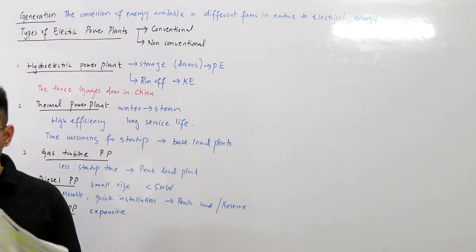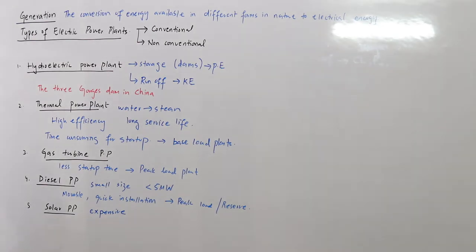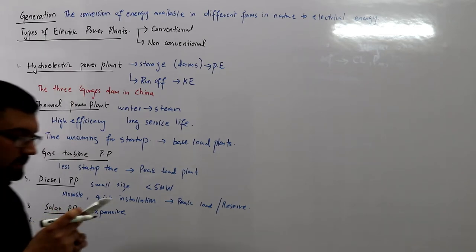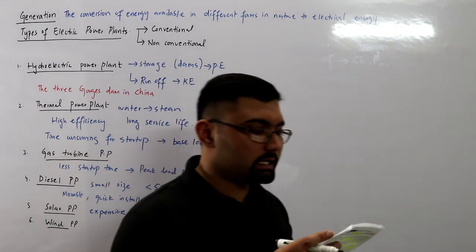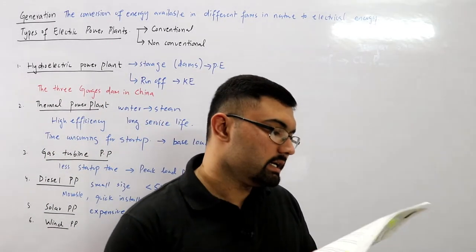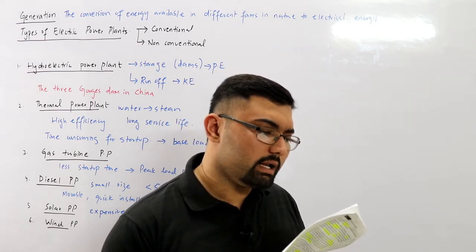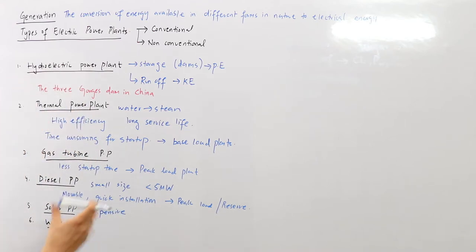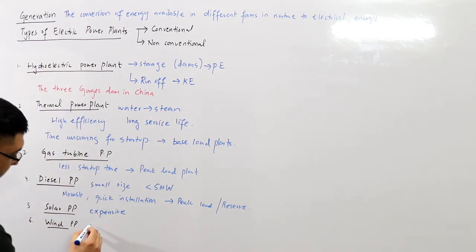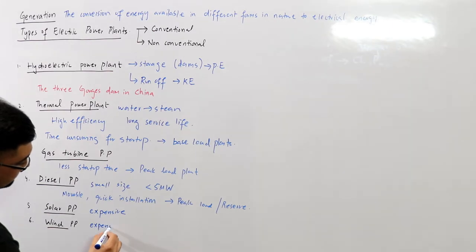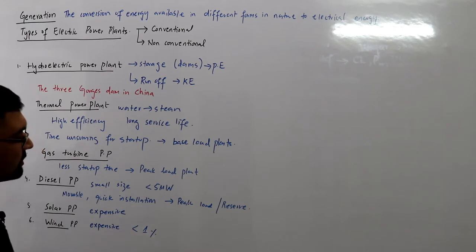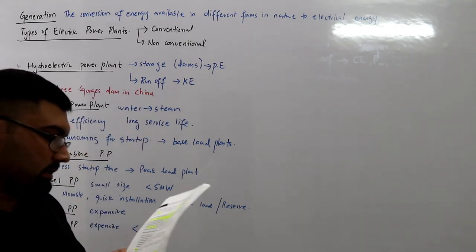The next is the wind power plant, the sixth. What does the wind power plant say? It is derived from the conversion of the energy contained in the wind into electricity. It is similar to a windmill. It is again an expensive source, and less than 1% of the total world energy is produced from wind.